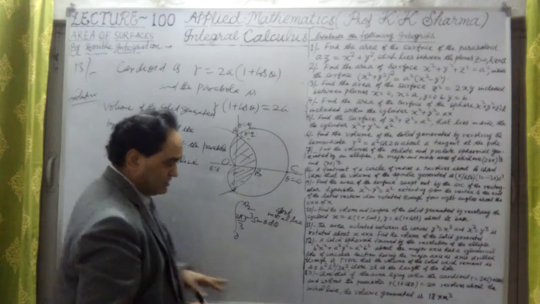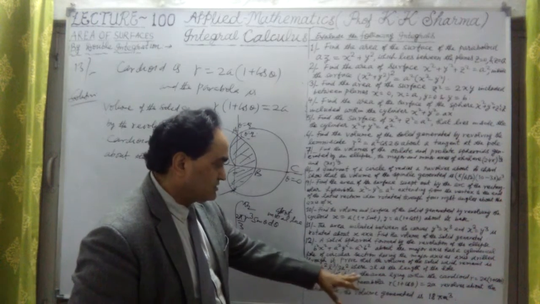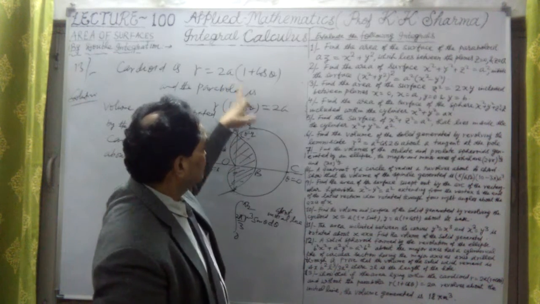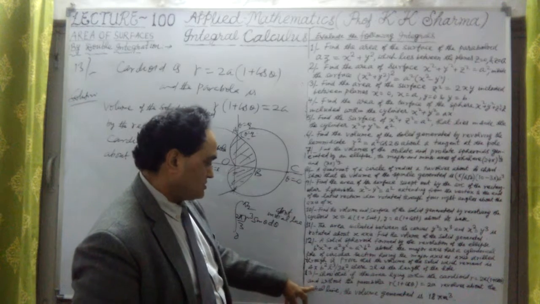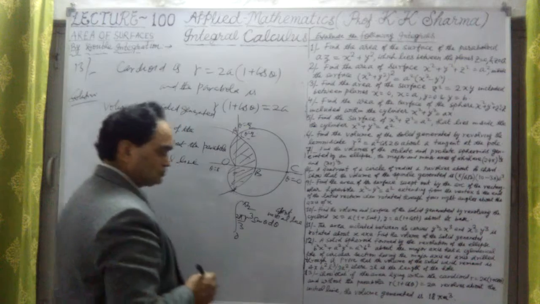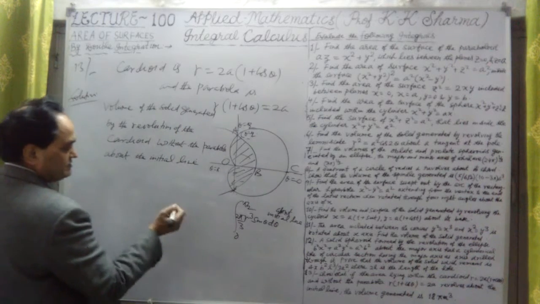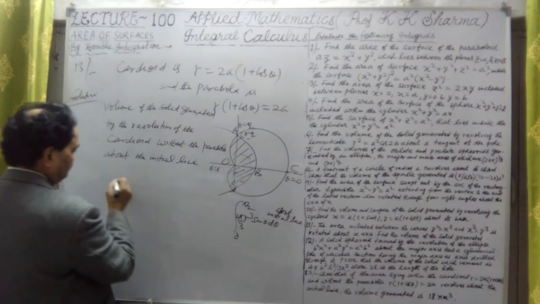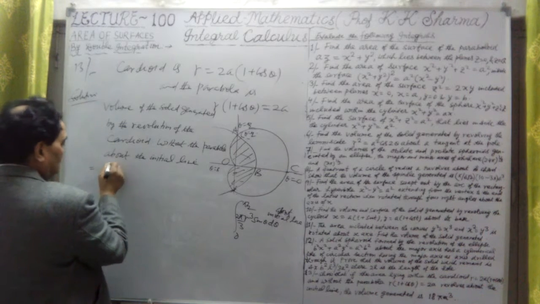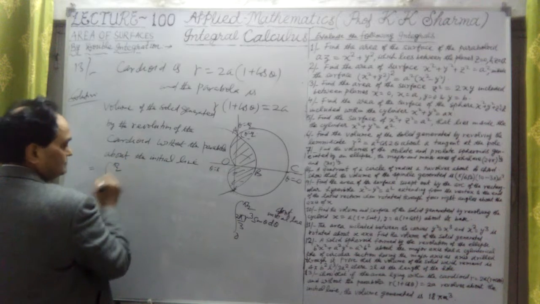So the difference is between the cardioid this and the parabola this. Without the parabola, this is revolved about the initial line, so that we have to find out. So that I was writing here. This formula we have used. Now this I noted down. Again, let me note down this. These are 0 to pi by 2 limits.